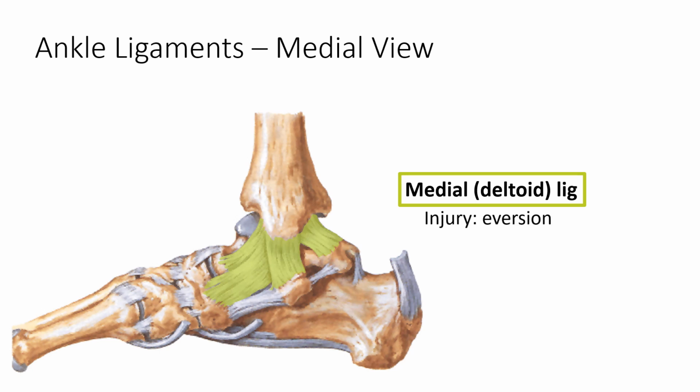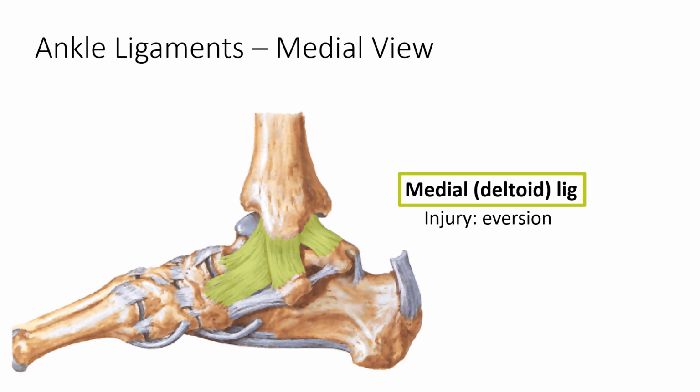So remember, inversion and eversion is named according to the soles of the feet. So inversion means the soles of the feet rotate medially towards each other and they face each other, and eversion means the soles of the feet rotate externally, or I guess rotate laterally away from each other. So if there is severe eversion happening at this joint, that will cause damage to this deltoid ligament.